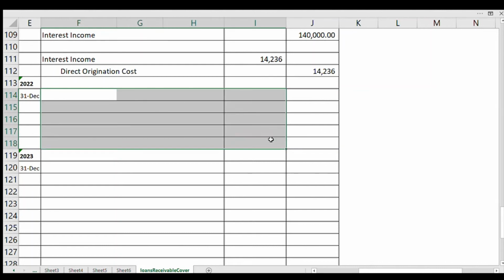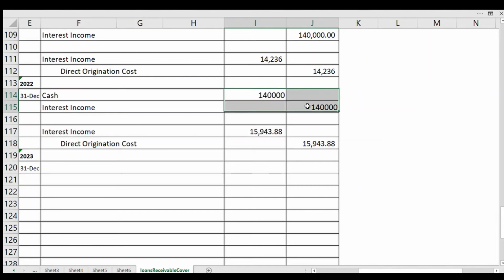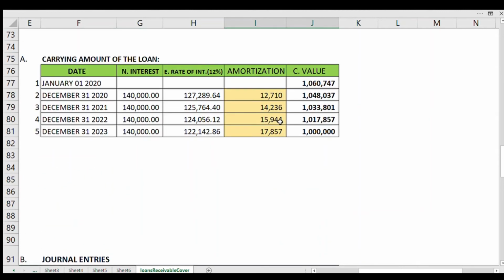For year 2022, it's going to be like this. So again, we will be regularly receiving this amount because this is the nominal interest, but the recognition of income will be reduced because of the amortization. The 2022 amortization is going to be 15,943, or to make it to the nearest peso, 15,944. Okay, for year 3 amortization.